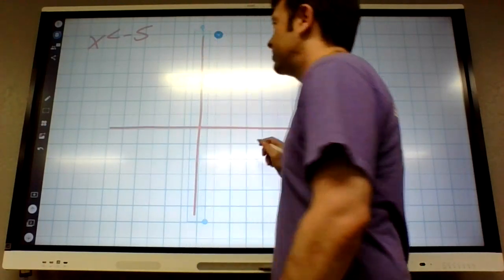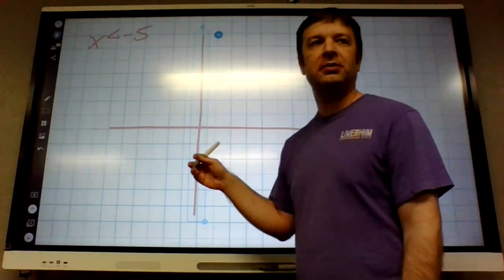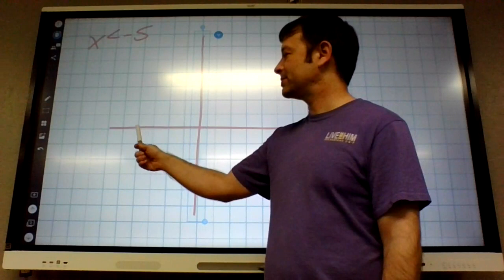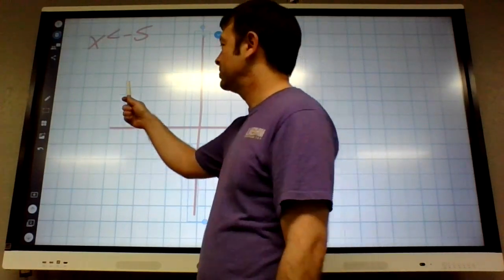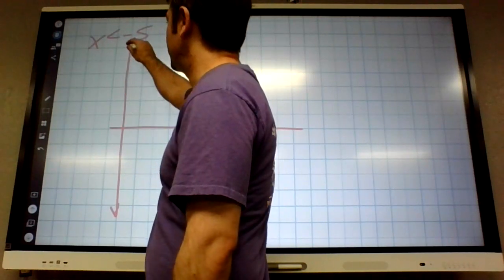Okay, number 7 and number 11 are kind of the weird ones. Do you guys recall, how do we graph the line x equals -5? Go to x, -5, and draw it up and down. Go to -5 on the x-axis, and then what? Draw vertical.